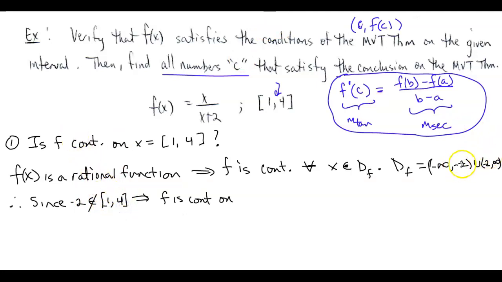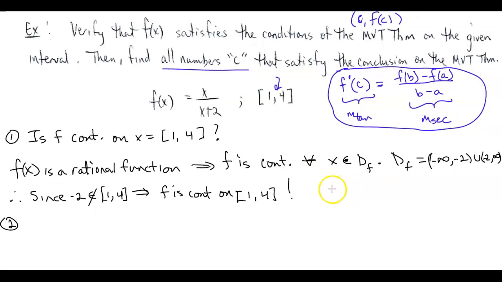Right. So we see that the only value that's not in the domain of f is -2. And since -2 doesn't belong to this closed interval from 1 to 4, then that means our function f is going to be continuous on this particular interval. Okay. So pretty simple to show.